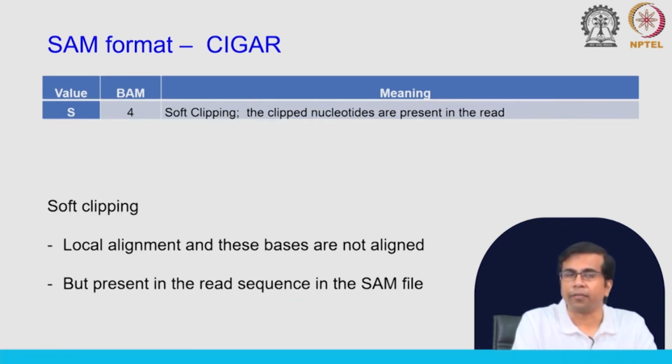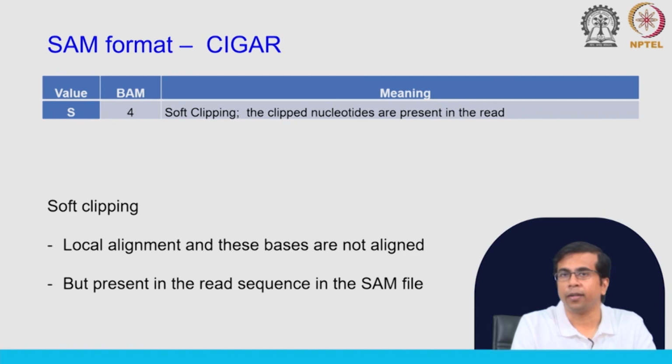Then you have this concept of soft clipping, or S. So, what is this soft clipping? This will appear when you are doing local alignment, and these bases are not used for alignment. This will appear mostly at the end of the read. This is present in the read sequence, and they are also shown in the SAM file. They are part of the read sequence and also shown in the SAM file.